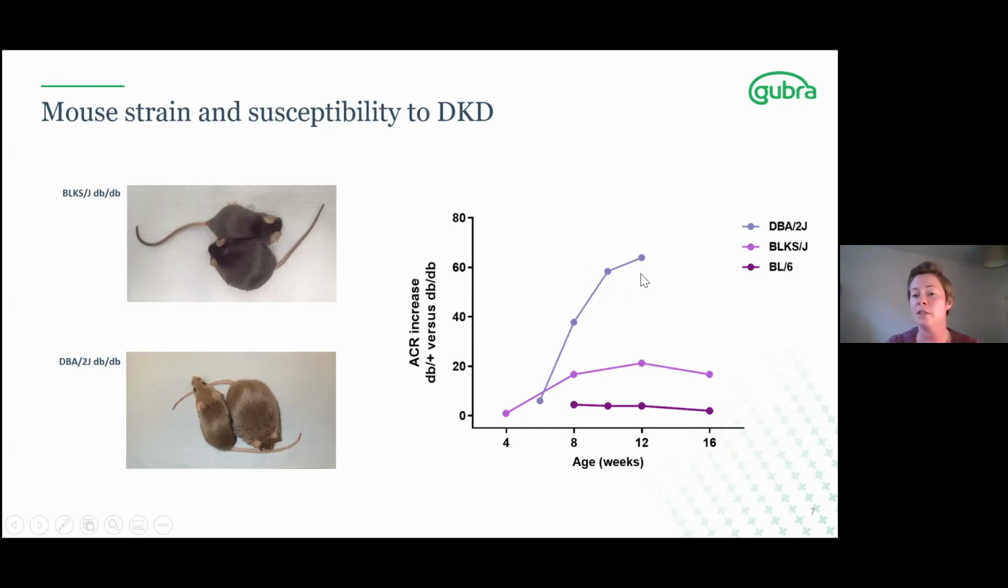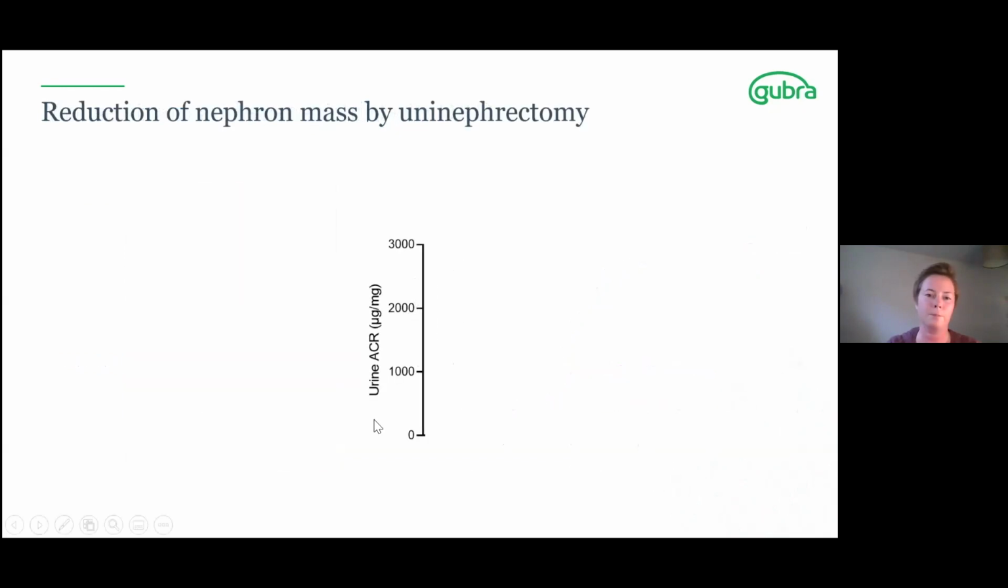Unfortunately, the availability of the DBA/2J db/db mouse model is really not very good. So the rest of the data that I'm going to show to you today are from the BLKS background, and this is what we've built our model on.